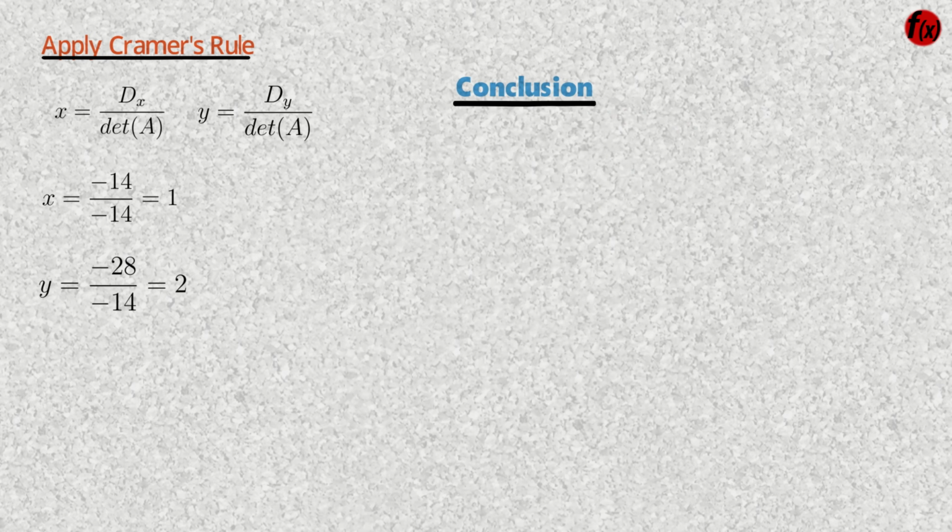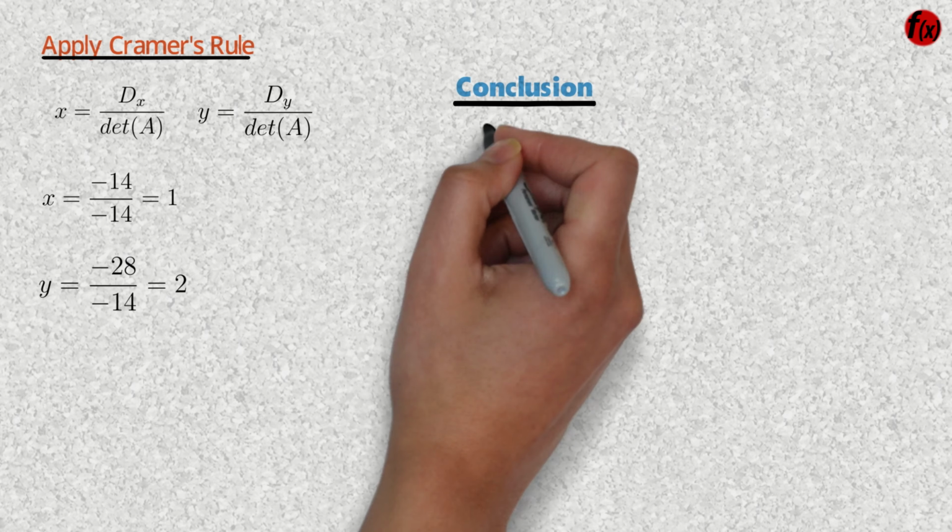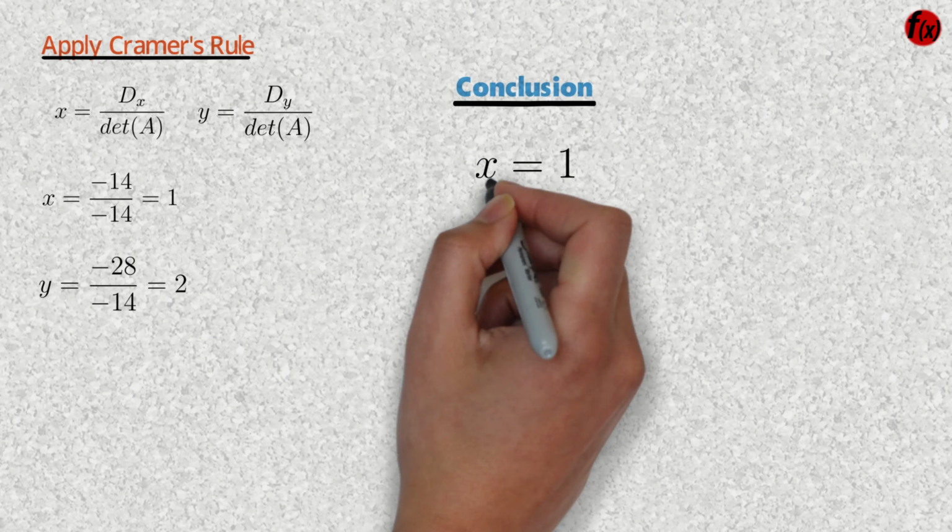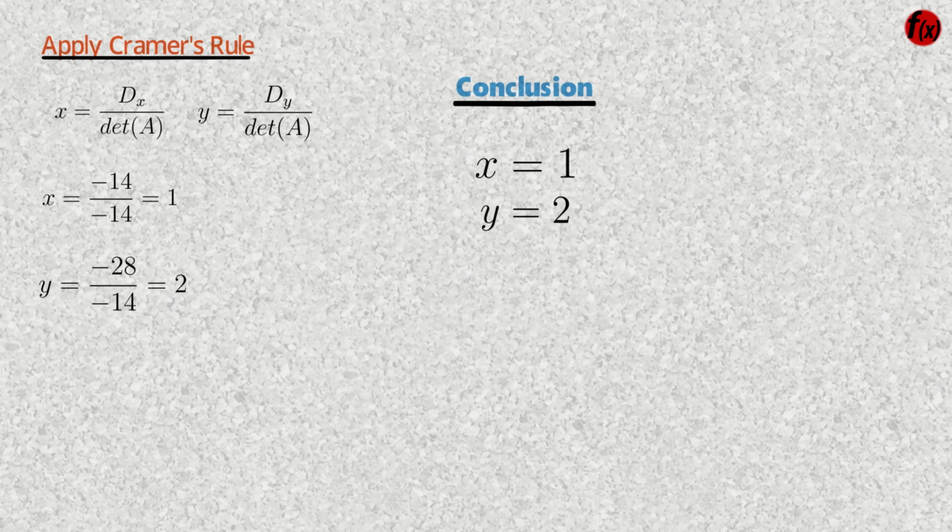Conclusion. The solution to the system of equations is x = 1 and y = 2. This method effectively demonstrates how to use matrices and Cramer's rule to solve a system of linear equations.